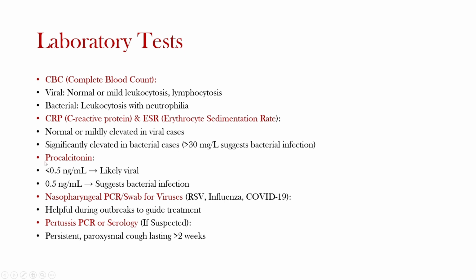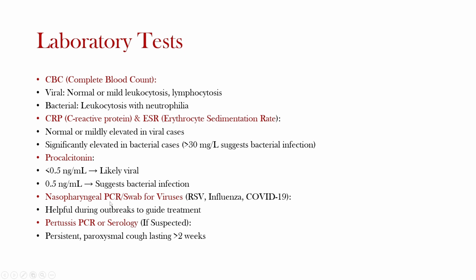We have procalcitonin, and if it is less than 0.5 nanogram per milliliter, it's likely viral. If it's more than 0.5, it's bacterial. By the way, the normal value is less than 0.1, and 0.5 to 2 could be just nothing. So more than 2 is most likely a bacterial infection.